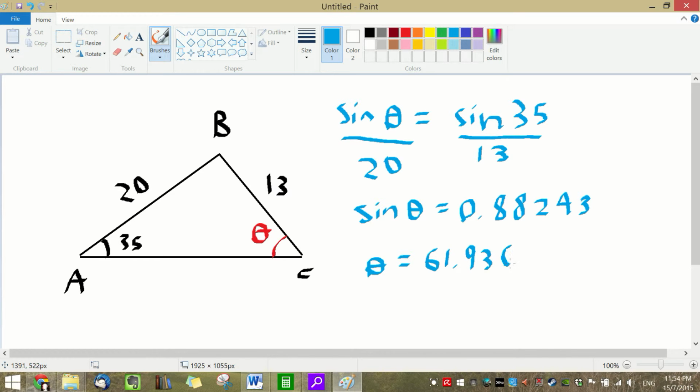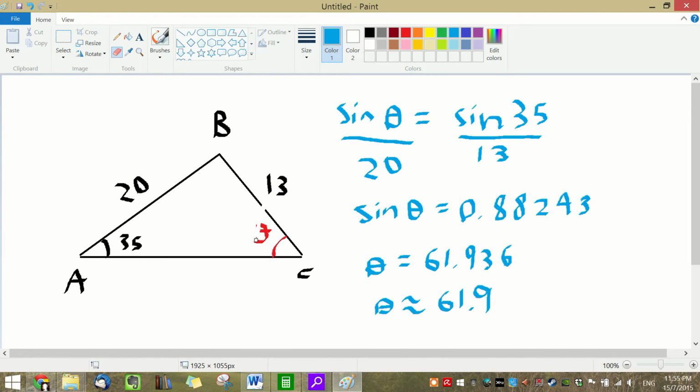Okay, but of course, remember, when we get the final answer, we should always round it off. Whenever you get a final answer for angles, you round it off to 1 decimal place. Anything that's not an angle is 3 significant figures. So if we have this angle at 61.9, this is the first case.